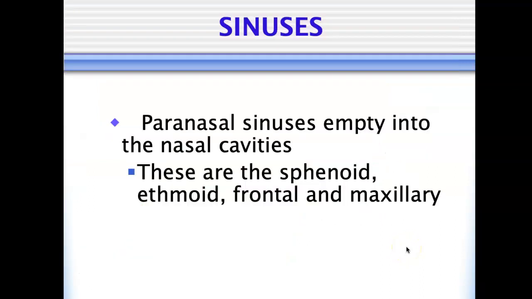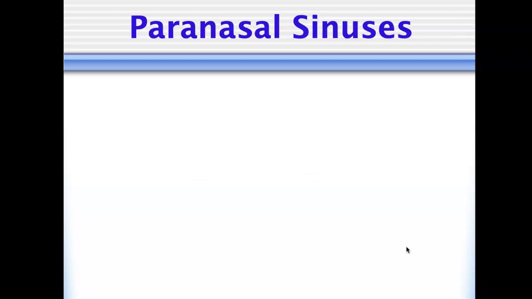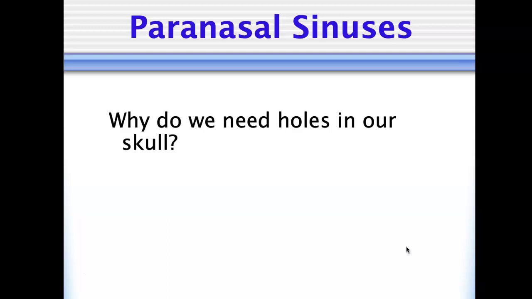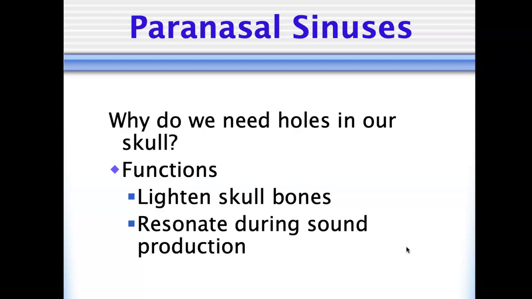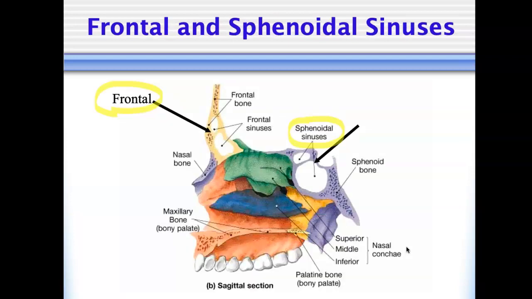So let's talk about sinuses. Paranasal sinuses empty into the nasal cavities. These are the sphenoid, the ethmoid, the frontal, and the maxillary. So let's look at those. And again, I'm asking you, why do we need holes in our skull? It's going to lighten the skull bones. It also helps us resonate that sound for when we want to speak our language. So let's take a look at some of these.